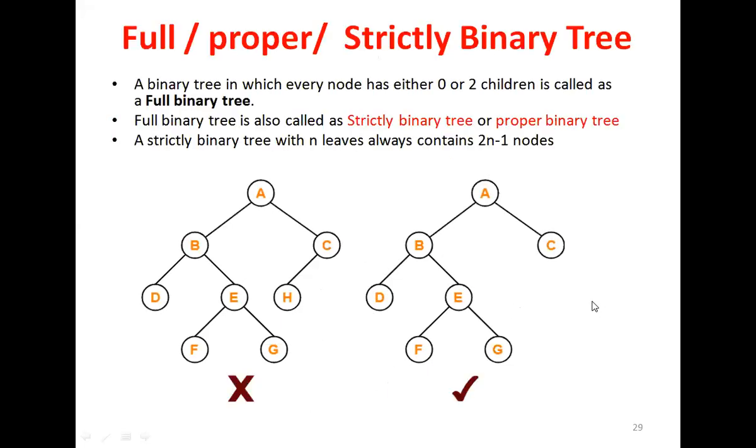Now the next binary tree is the full or proper or strictly binary tree. A binary tree in which every node has either 0 or 2 children is called a full binary tree. A binary tree in which every node has either 0 children or 2 children is known as a full binary tree, or proper binary tree, or strictly binary tree.